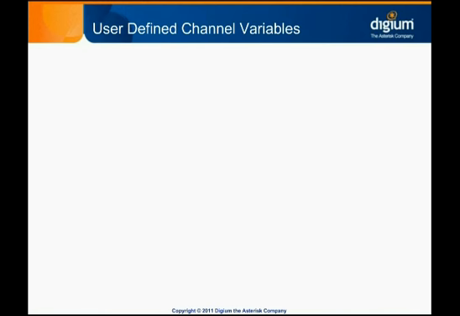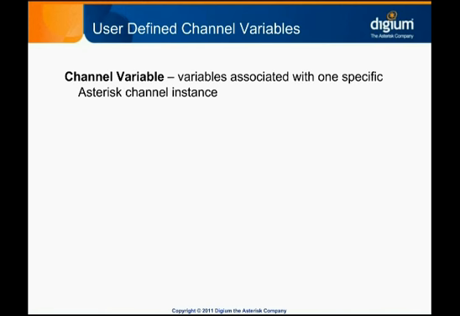Channel variables are variables associated with one specific Asterisk channel instance. Remember that a channel is one leg of a bridged call. Channel variables exist for the lifetime of the channel and then go away when the channel is hung up or destroyed. Channel variables may be assigned values in one of three ways.